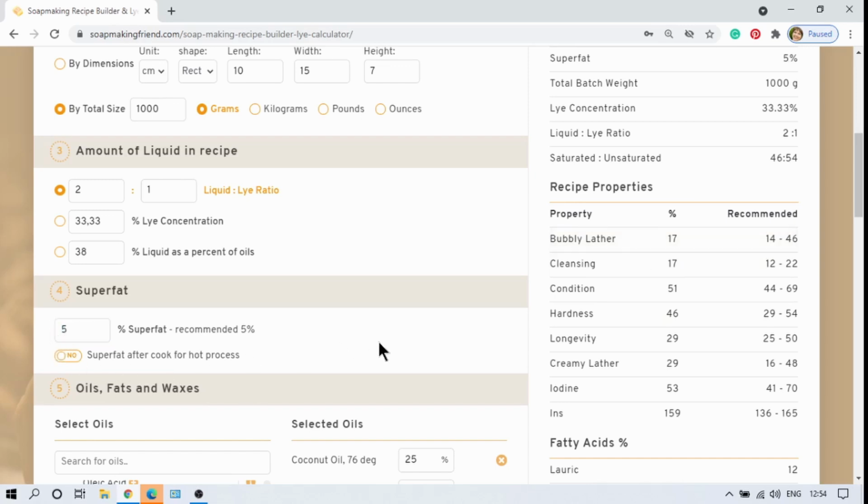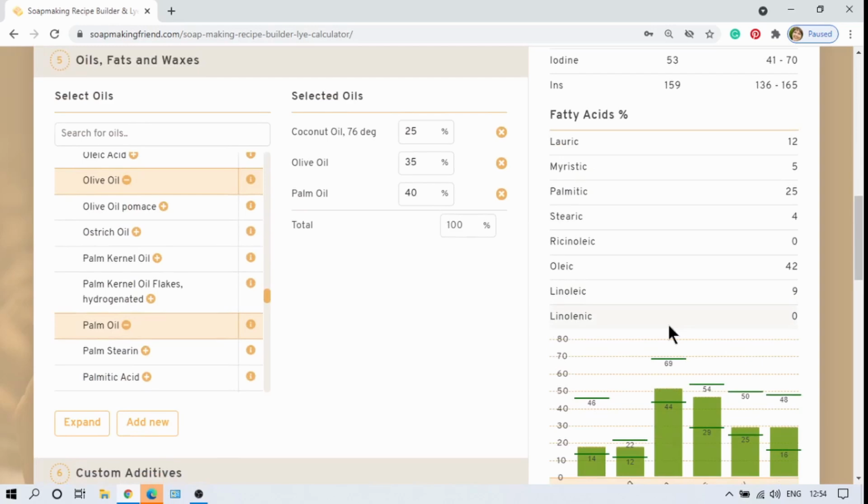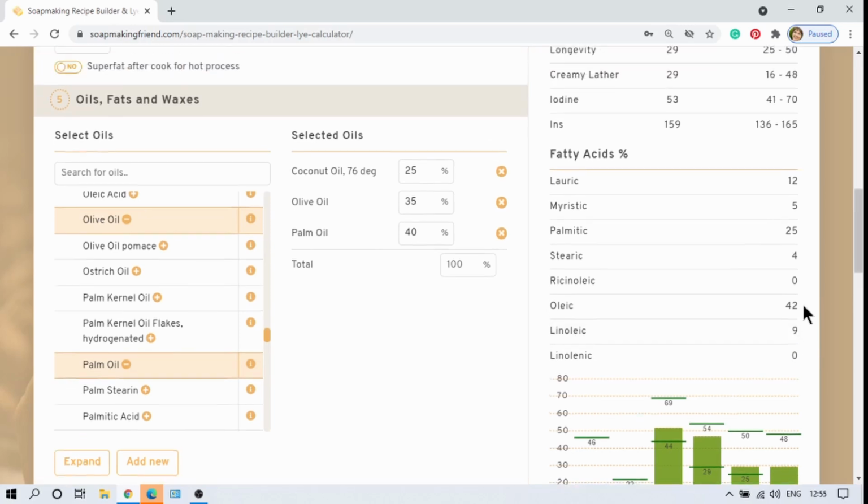So 5% is still good here. You don't need to really bother with it there. So all your values are here on the right hand side. Then it's going to show you all the fatty acids here. Now for interest, your linoleic and your linolenic, the two of them together should be less than 15, because if you increase it and it's more than 15, then your chances for DOS are quite high.